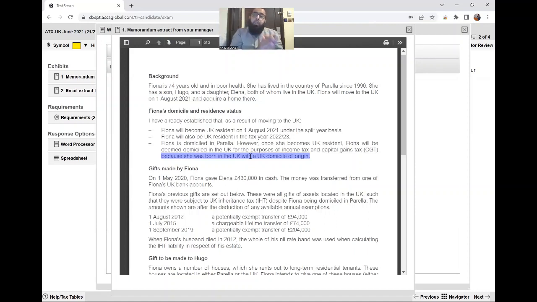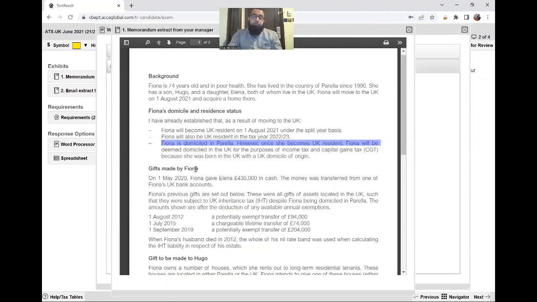Okay, so what data has he given? That on 1st August 2021, she becomes UK resident through split year. Then in 2022-23 also she will be resident. Her actual domicile is Kerala, but for income tax and CGT, we will assume her as deemed domiciled. Now you have studied the concept of deemed domicile in the individual income tax and CGT chapter. I hope you remember.